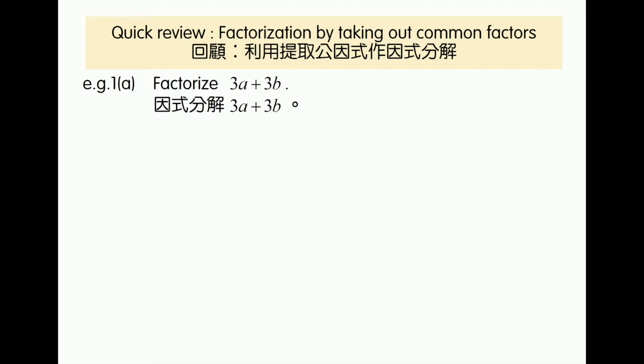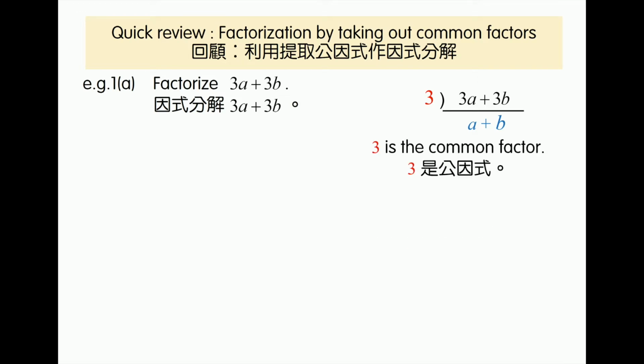The method is very simple. In this question 1a, 3a plus 3b. We can use short division to help us. Take out the common factor, which is 3. After division, we are left with a plus b. So the final answer after factorization is 3 bracket a plus b.